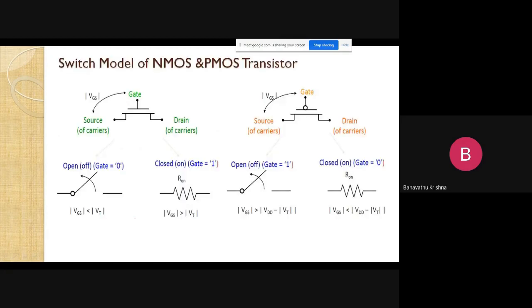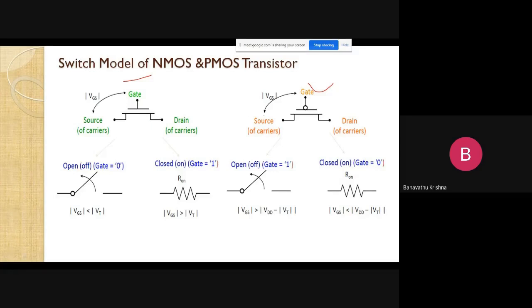Coming to the switching model of the NMOS and PMOS transistor. As you know, the metal oxide semiconductor device is classified into two types: one is N channel, that is NMOS, and the other is P channel, that is PMOS. Generally, here we show N channel and P channel devices instead of NMOS and PMOS. Coming to this point, this is the N channel device, and this is the P channel device. These are the circuit symbols of the N channel and P channel.